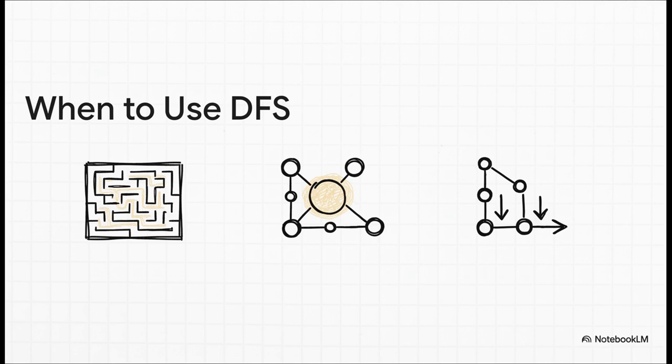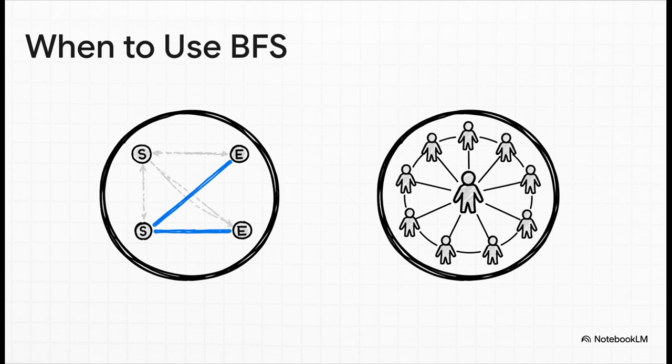When should you think DFS? If the question is just asking, hey, does a path even exist between these 2 points? DFS is great for that. Or if you need to find cycles, or if you're solving a puzzle like a maze where you have to explore every single nook and cranny, DFS is your go-to. On the other hand, if the question uses the magic words shortest path, especially in a graph where every connection has the same cost, your brain should immediately light up and scream BFS. Think about finding your friends of friends on a social network. That's a level-by-level problem, and it's a perfect job for BFS.